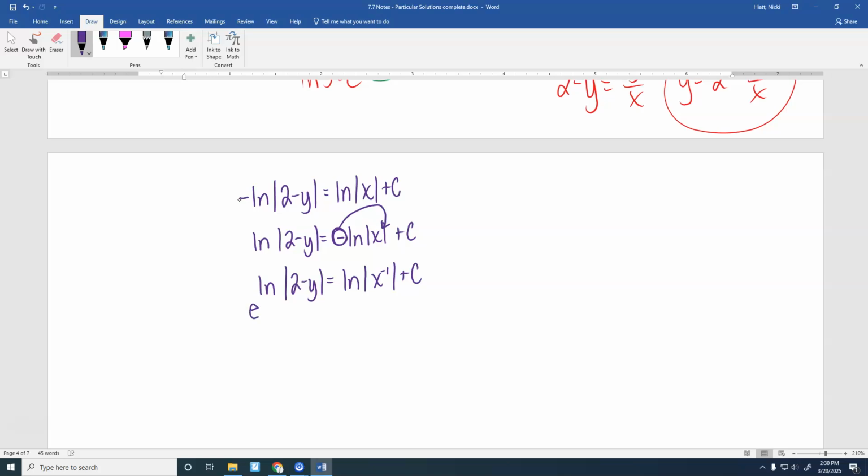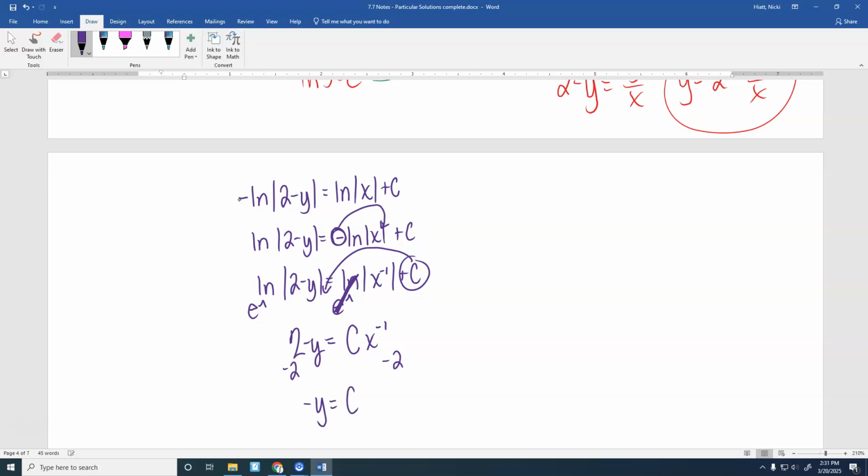So now I can do e to the power on both sides. And over here, I just get 2 minus y. Right here, this c is going to go out front as the coefficient. E and natural log cancel, and I get c times x to the negative 1. I don't have to have the absolute value bars anymore because the c takes care of that for me. And so I would subtract 2, negative y equals cx to the negative 1 minus 2. I would divide by negative 1.